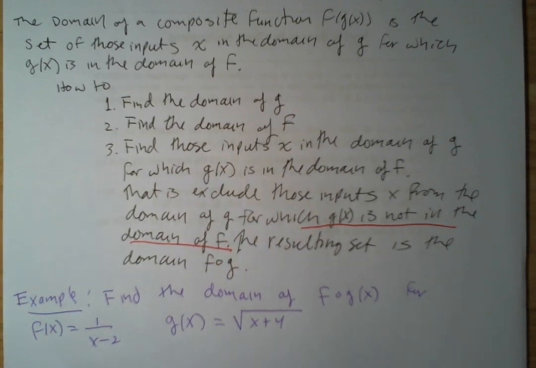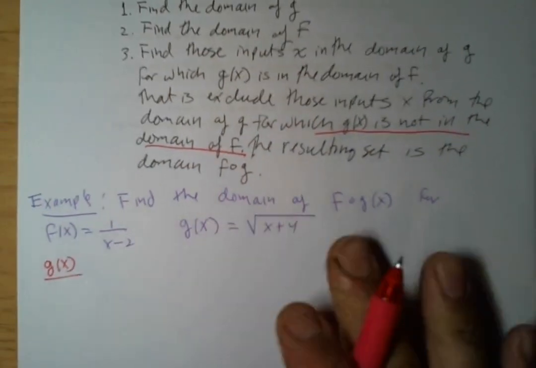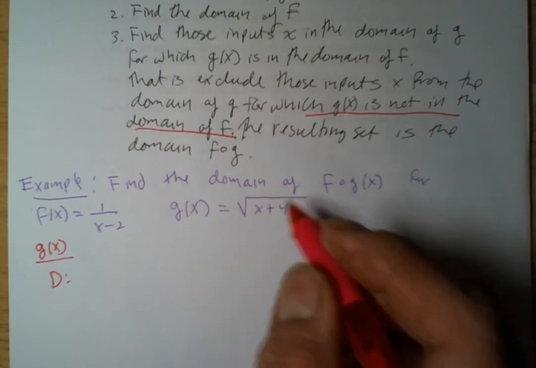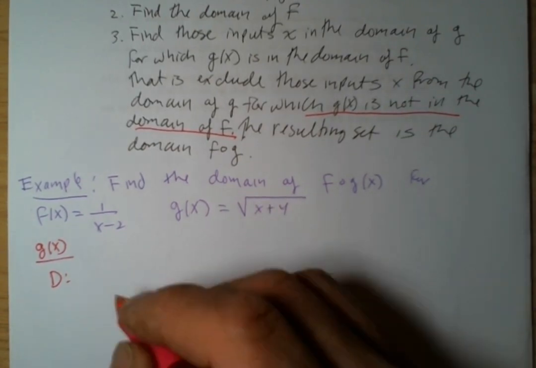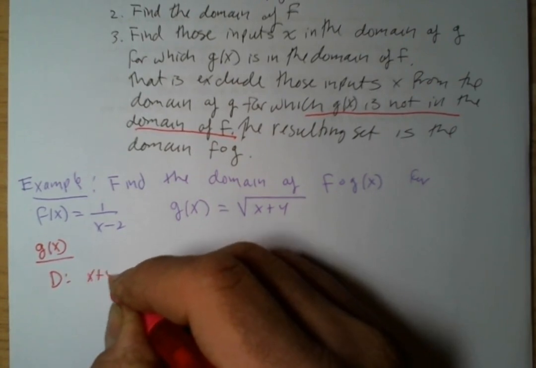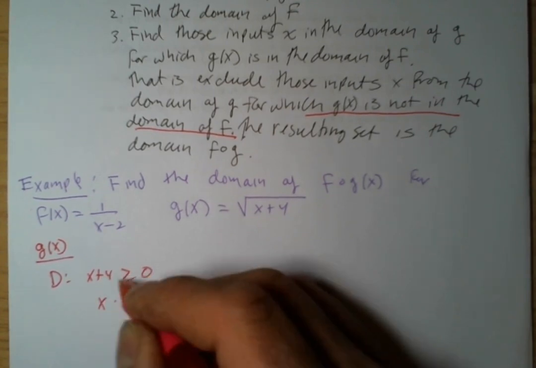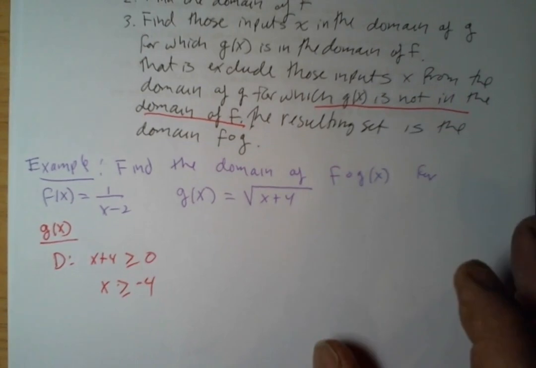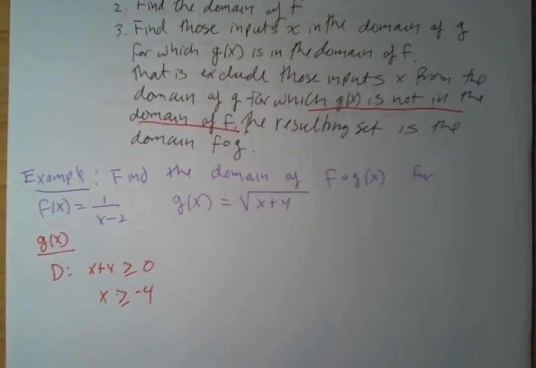So for g of x, we have a square root, so we need this to be greater than or equal to 0. So we need x plus 4 to be greater than or equal to 0, or subtracting 4 from both sides, x greater than or equal to negative 4.